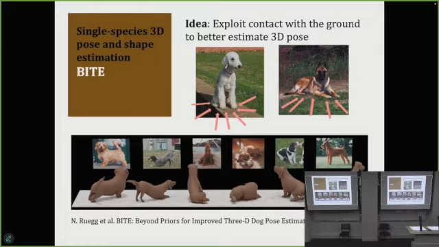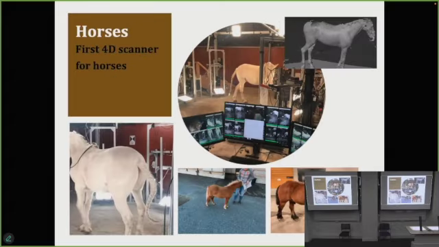So this was with toys. More recently, we actually created a 4D scanner for animals, big animals. And this is the first 4D scanner for horses, and it is in Sweden, where they have access to a lot of horses. Not easy, but doable.